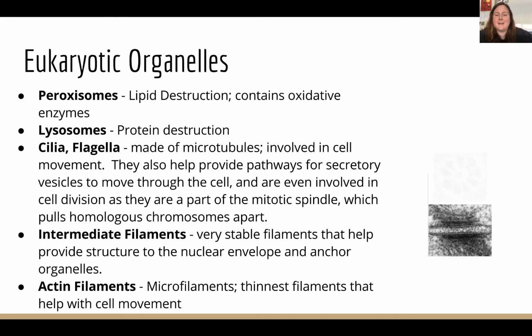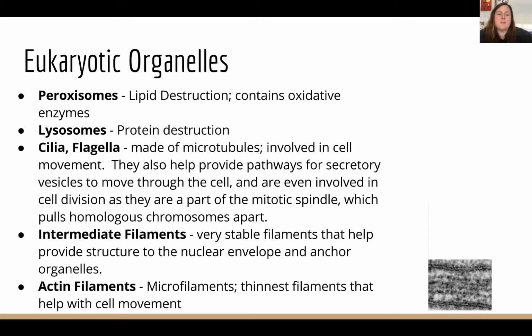Next are the medium-sized or intermediate-sized tubes or filaments. And they're very stable, and they help provide structure to the nuclear envelope and anchor organelles also through the process of mitosis as well as meiosis. And then lastly are the smallest filaments or strings, and these are microfilaments. The specific example are actin filaments, and they help with cell movement such as actin and myosin, which help in our muscles moving.